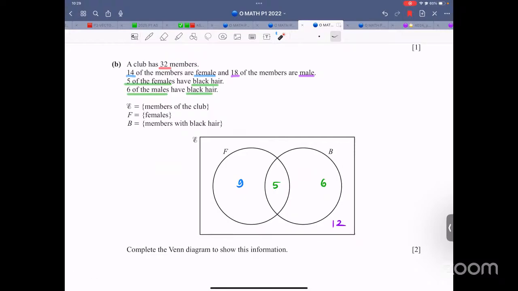It says a club has 32 members. 14 of the members are female. So 14 are female, so everything inside should be 14. 18 are male. Okay, there is no box, there is no circle for male. 5 of the female have black hair. So this is B for black hair, so this 5 will come over here. And 6 of the males have black hair, so this 6 will come also in black hair. So black hair people are 11. Now that is 18 minus 6, which is 12. There are 12 people who don't belong to these categories. These are males without black hair, some other colored hair. So they fall on the outside.